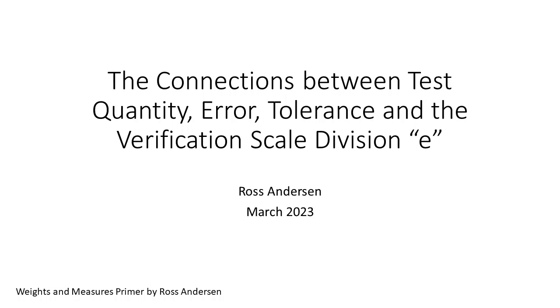The Verification Scale Division E Task Group was formed in response to my 2019 NCWM proposal. That proposal addressed the confusion regarding D and E when enforcing the scales code. I discovered there was no parallel confusion in R76 on which the scales code was based. Handbook 44 is confusing because things were changed and things were lost when R76 was translated into the Handbook 44 Scales Code. This video is an attempt to explore the Verification Scale Division E.